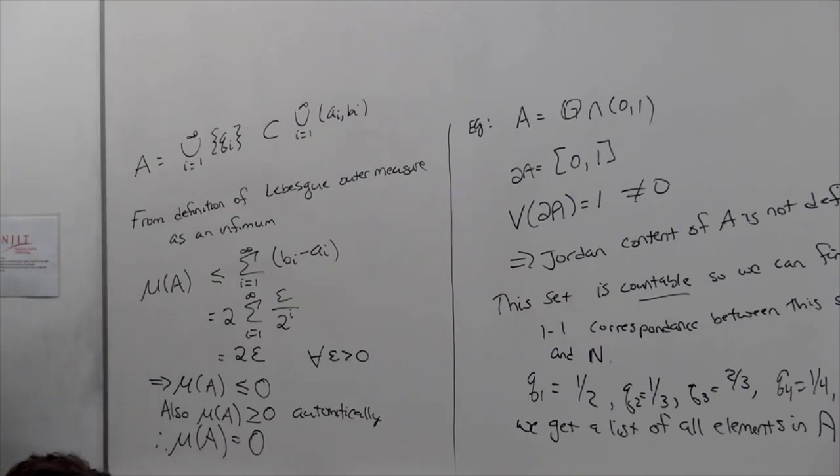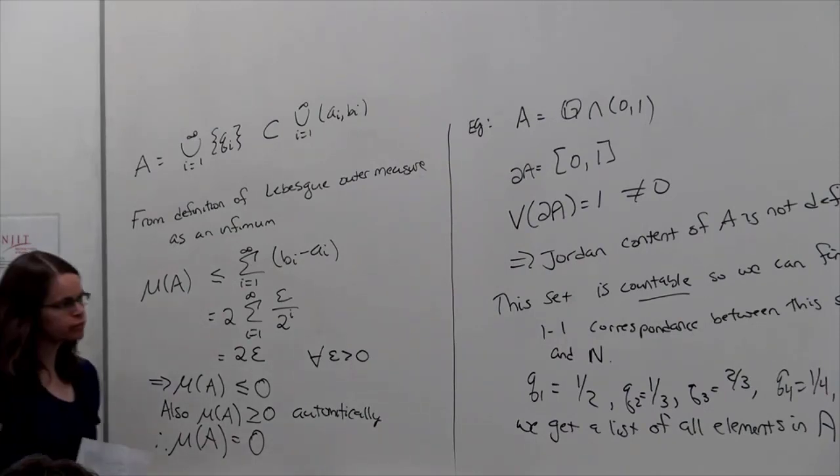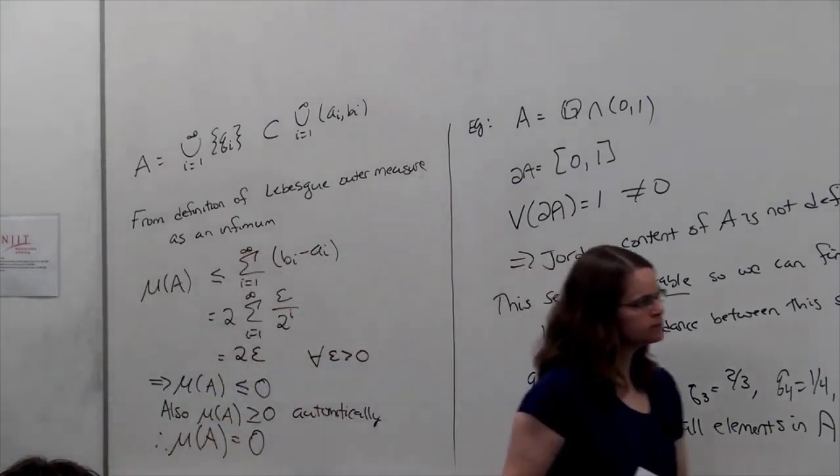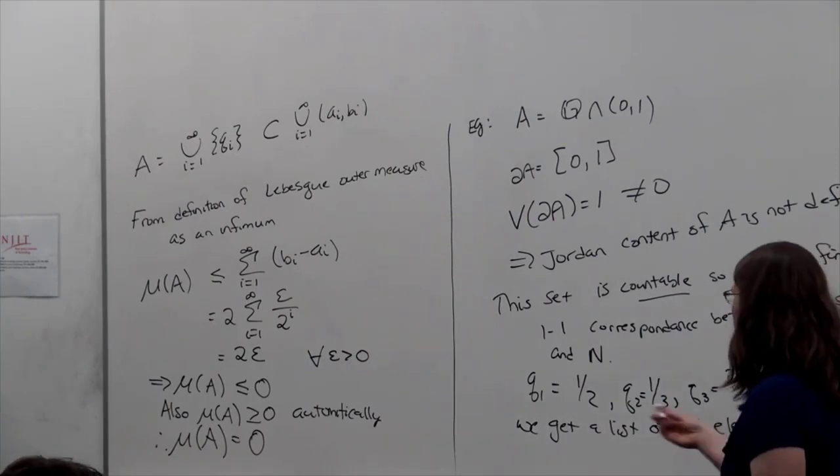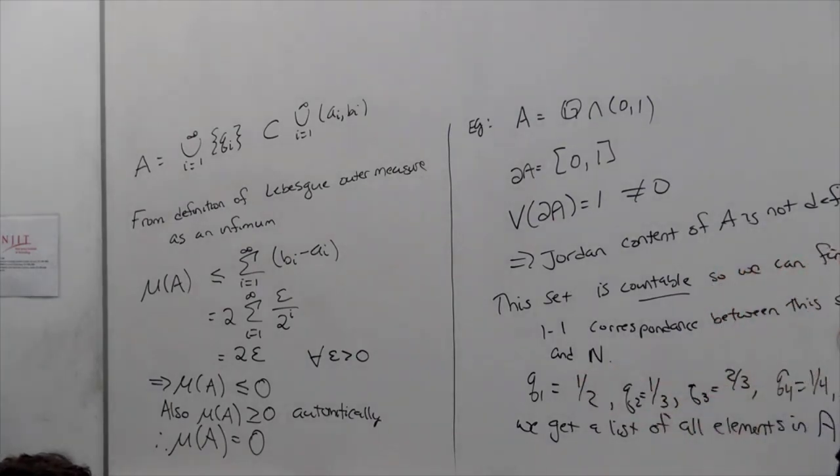Which again is something we could not do before with the Jordan content, with the Riemann integrals. This set was inaccessible to us, but now, without too much work, we can get a handle on the size of this set. And there's nothing so special about this as compared with any other countable set. Anything that I could put in a one-to-one correspondence with the natural numbers, I could do this trick on and get the same result.